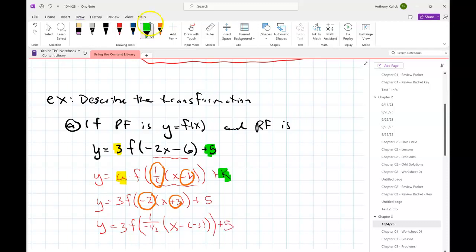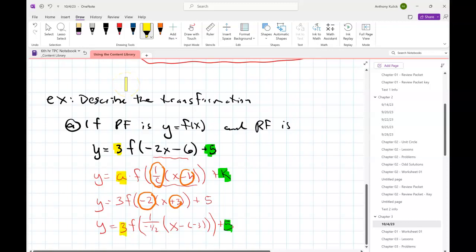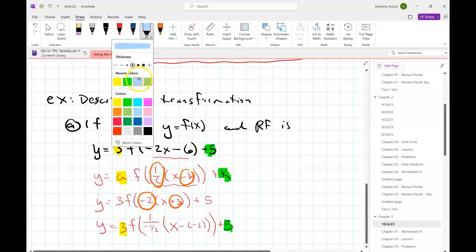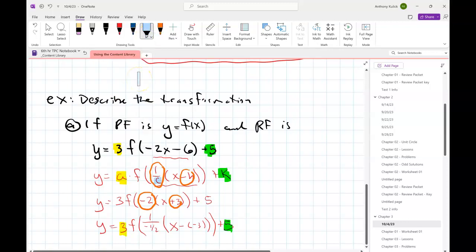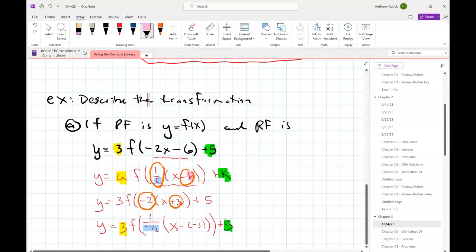And now I have everything I want, right? K is 5. 3 was A. But now I can see that C is negative 1/2. And H is negative 3.